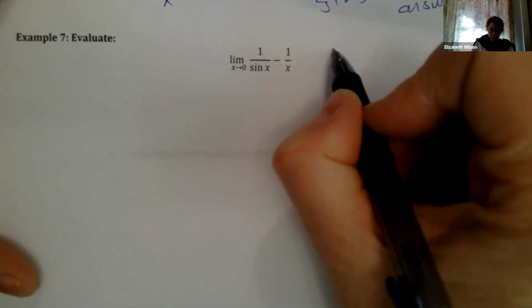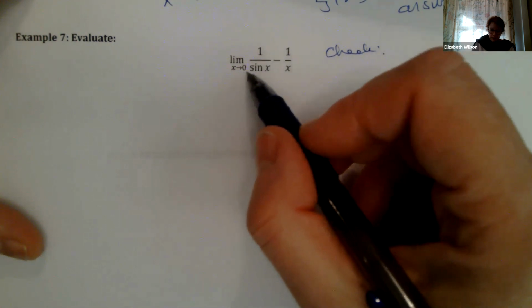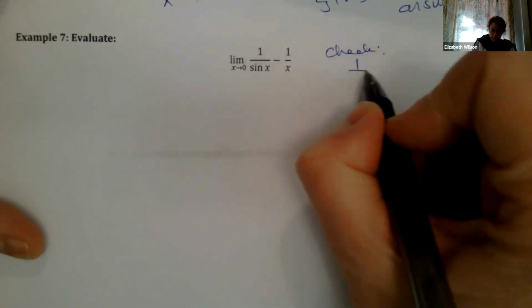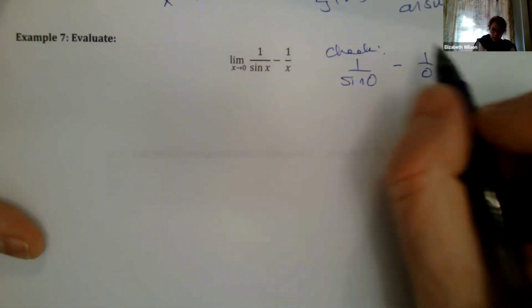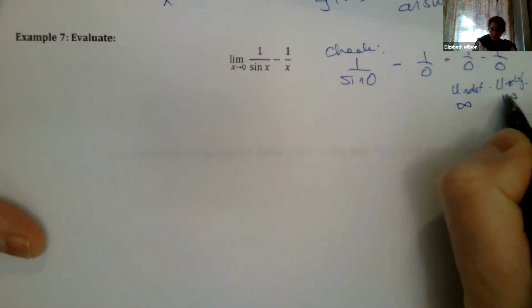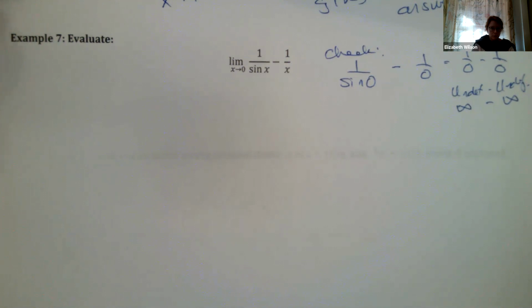So let's go ahead. Remember, we always check. So I'm going to plug it in first. The limit as x goes to 0 of 1 over the sine of x minus 1 over x. 1 over the sine of 0 minus 1 over 0. Whoops, I'm running into problems here. So this is 1 over 0 minus 1 over 0, which is undefined minus undefined. We can be a stickler about it and say this is actually infinity minus infinity, because it's undefined. It's what's actually happening. We can use infinity as our form here.